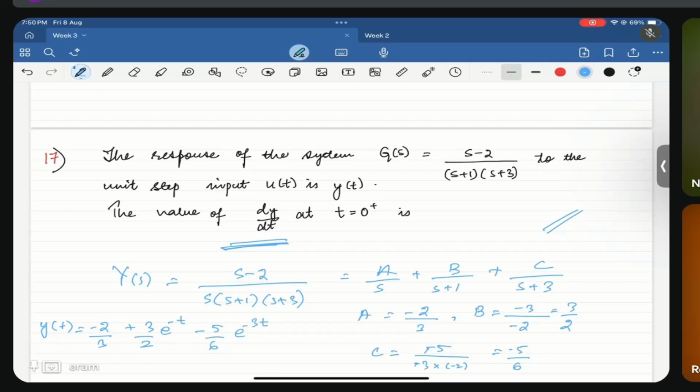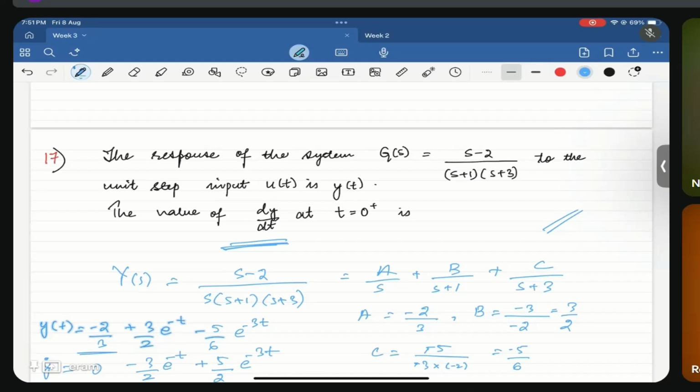Okay, so what will be the derivative of y? y dot will be, so this constant term, derivative of constant is 0 only, plus this derivative will be minus 3 by 2 e to the power minus t. And what about this term? It will be 5 by 6 into minus 3, so minus minus plus, and it is 5 by 2. Oh, sorry, 5 by 3. No, 5 by 2 only. e to the minus 3t.